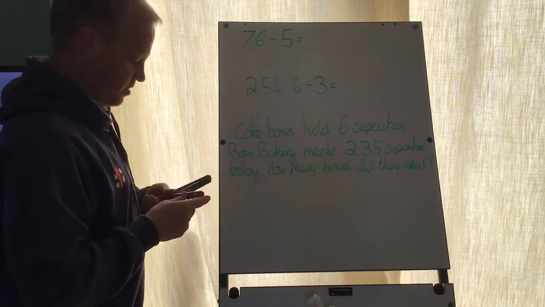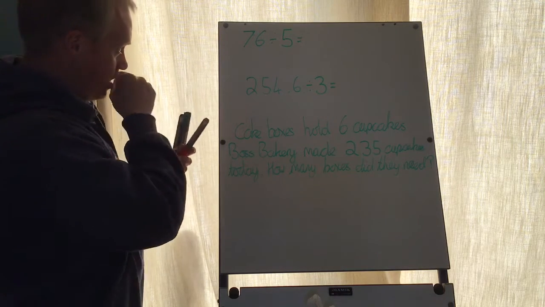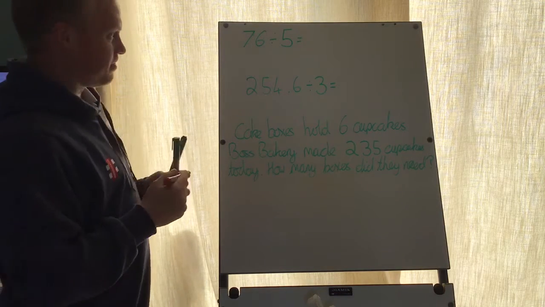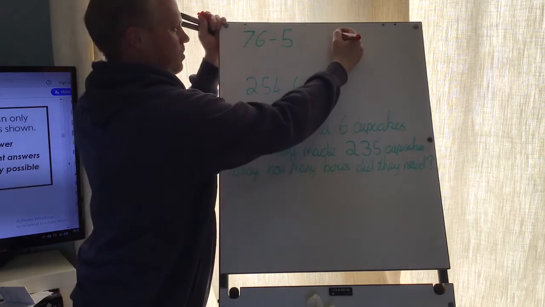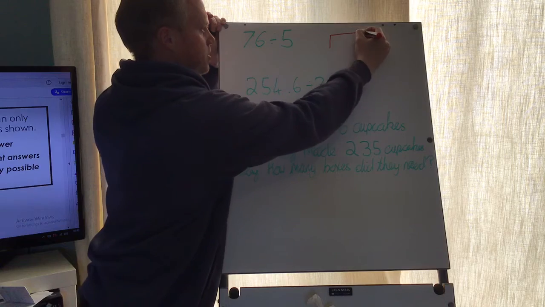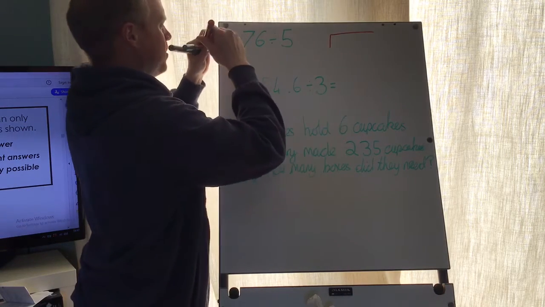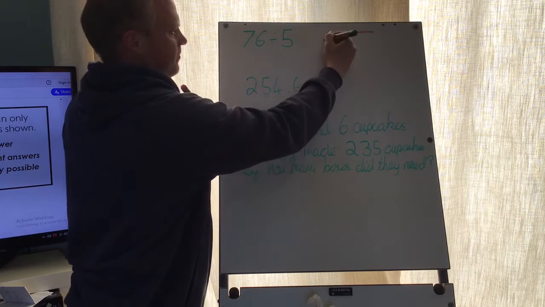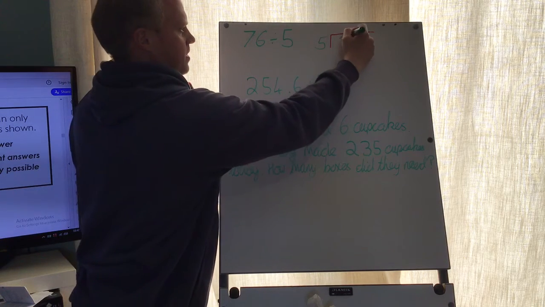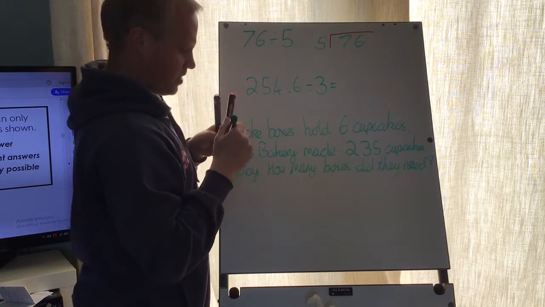I'm just going to quickly recap short division here. So we've got 76 divided by 5. I'm just going to do this pictorially. So there's our bus stop. And we've got divisor is 5, dividend is 76, and the quotient will be the answer up here.